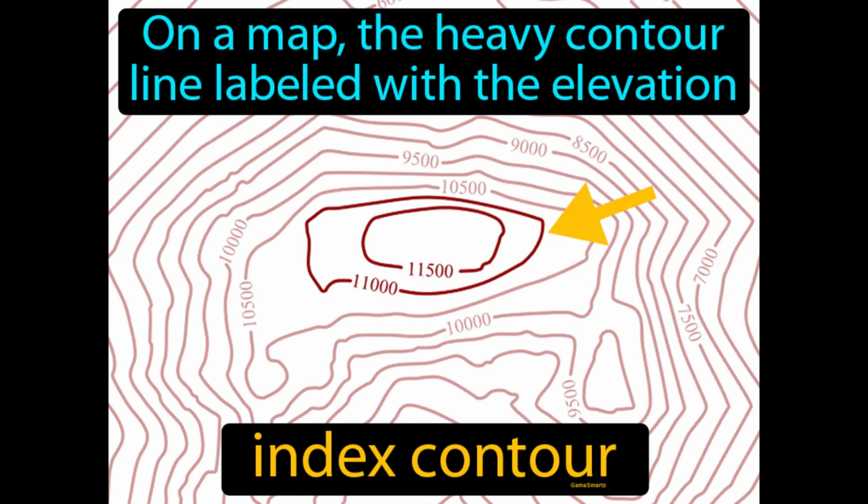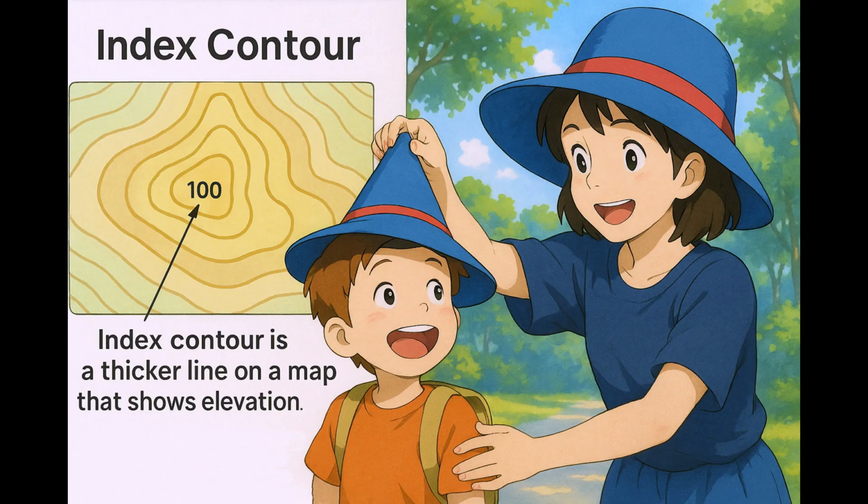On a map, the heavy contour line labeled with the elevation: index contour. An index contour is a thicker line on a map that shows elevation and helps you easily identify height levels in terrain. Imagine you're trying to navigate a crowded concert and you spot a friend wearing a bright, easily identifiable hat.